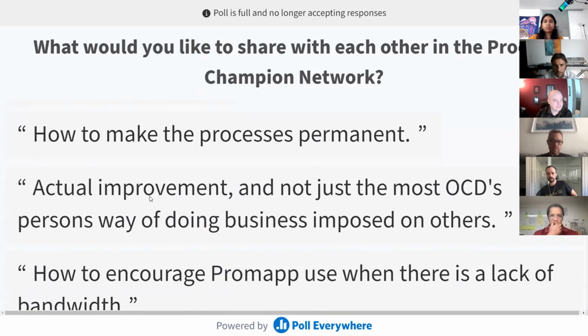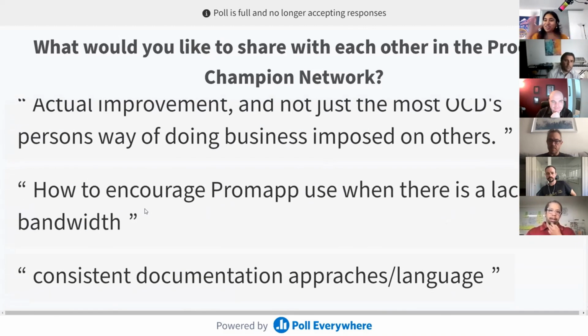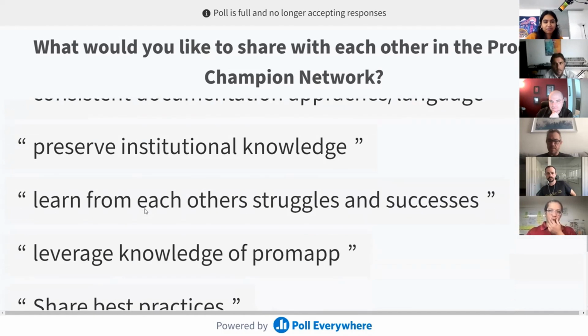Like, I think actual improvements, not just the most OCD person's way of doing business imposed on others. This is great because it tells us that you're thinking, I don't want to just document a process in a silo. I actually want to come out of it and look at how everybody is doing it and then collectively corral and make that 80-20, that 80% best process, 20% rarity. You guys are all rallying around the right conclusions, and there's no right or wrong answer here. It's just beautiful that you're all taking the journey through this feedback, and it's amazing to see.